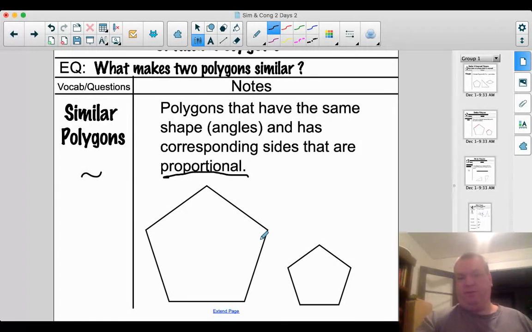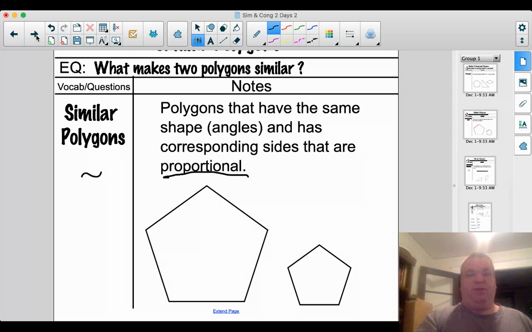If we use that proportional reasoning again, that means if we look at corresponding sides, let's say this side is twice as big as this side. If that's the case, that means all the sides here are going to be twice as big as the corresponding sides. So we can use proportions to check to see if things are similar and to find out missing sides if we have them. And that's exactly what we're going to do.